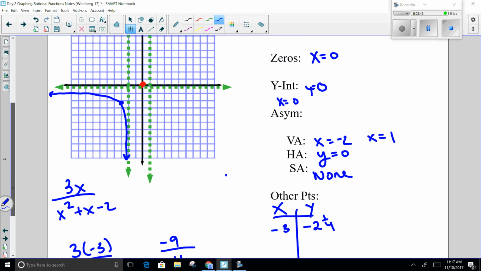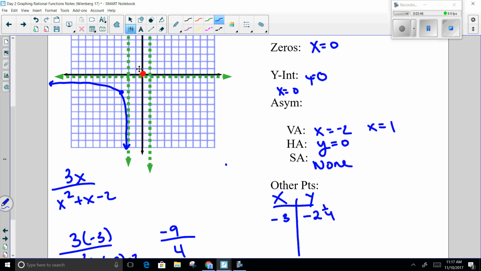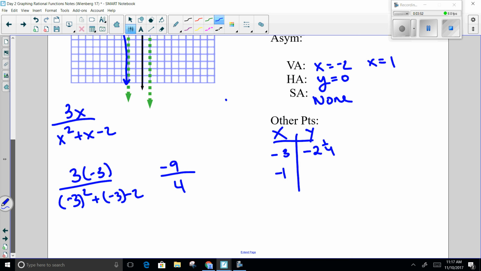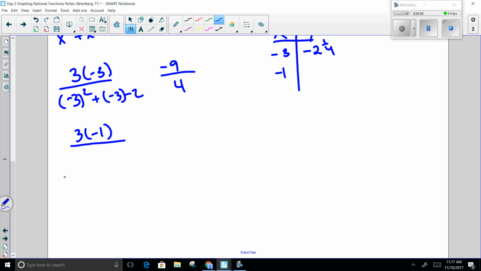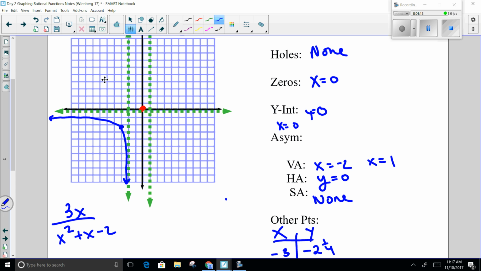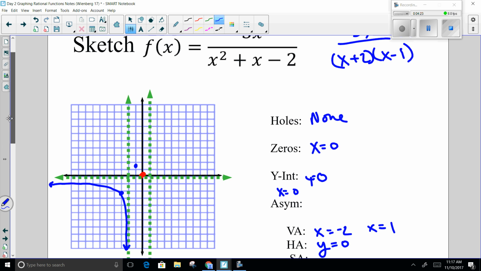Now we need to know what it looks like in between the two asymptotes. So pick a number, negative 1. I'm going to substitute it in: 3 times negative 1 over negative 1 squared plus negative 1 minus 2. That's negative 3 over 1 minus 1 minus 2, which is negative 2, so it's a positive 3 over 2, or 1.5. Then graph that: negative 1, 1.5, which is right there.